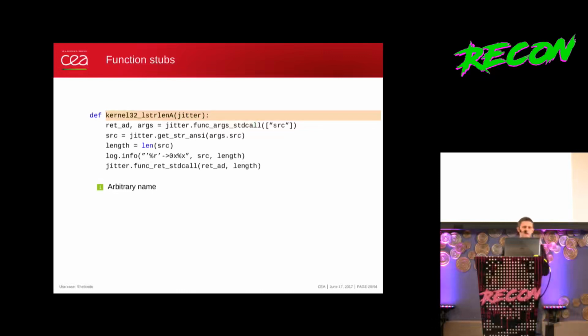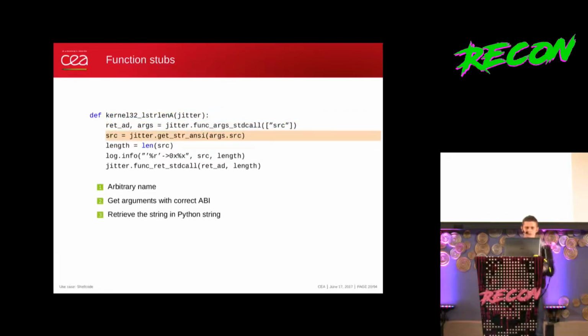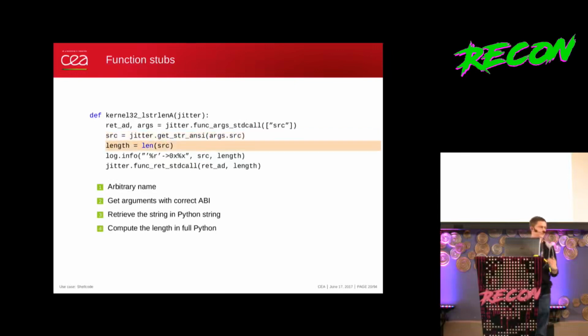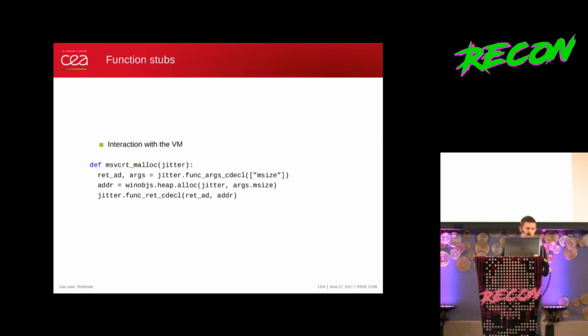So how does it work? It's quite simple. There is just an arbitrary name, which is a convention, the DLL name and then the API name. We get the arguments. So here for strlen, it's just the source. We then retrieve the string in Python. Actually, as it is Python strings, we can use the len of Python to calculate the length. And we set the return value, the length, and the address. And that's it. Actually, the function stub can interact with the whole Miasm emulation.